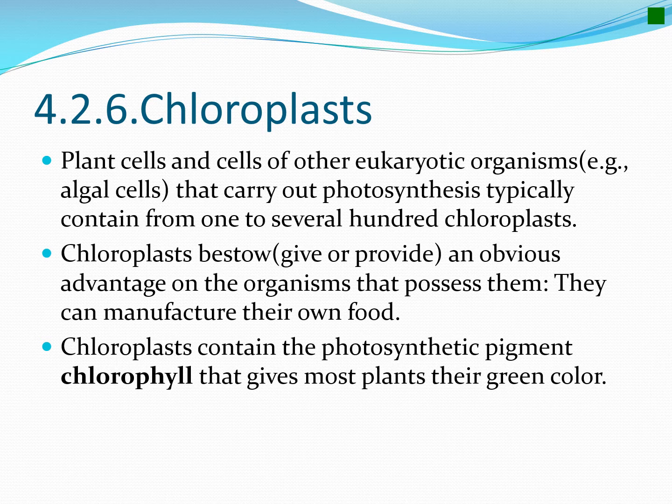Chloroplasts bestow, give, or provide an obvious advantage on the organisms that possess them. They can manufacture their own food. You remember that chloroplasts are present in photosynthetic organisms, making them autotrophic organisms. Autotrophic organisms meaning that they are able to make food for themselves.